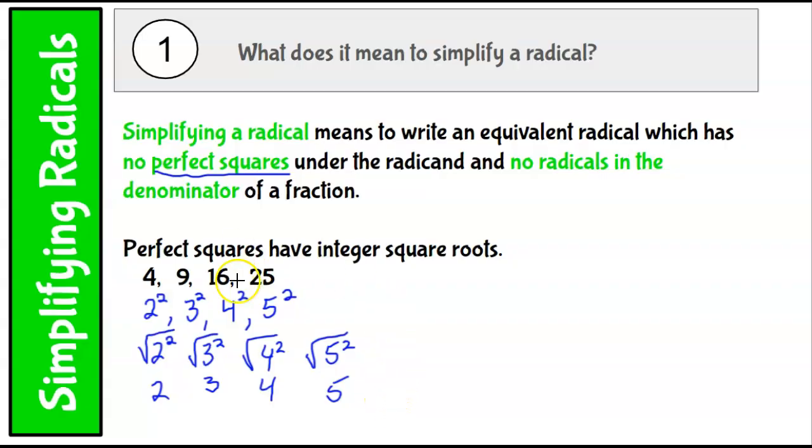Non-perfect squares are ones like the square root of 32. If I take the square root of 32, I get a very long decimal that goes on forever, and that means it's irrational. And irrational numbers can sometimes be simplified. Sometimes it has a perfect square factor in there that I can take the square root of to make it simpler. And that's what we're going to talk about in this video.